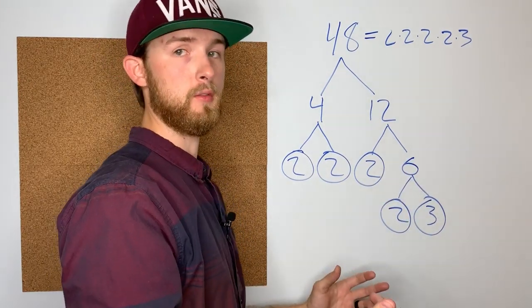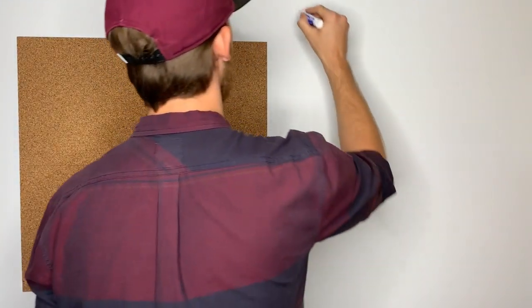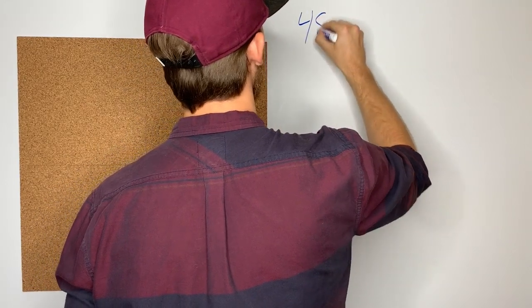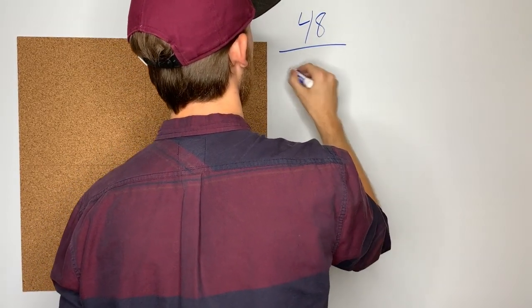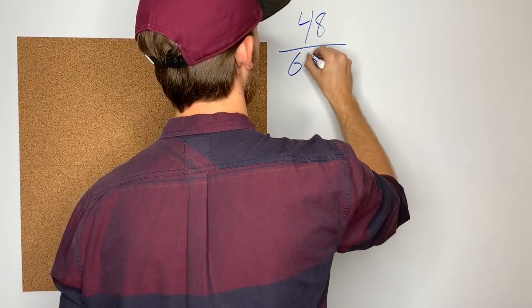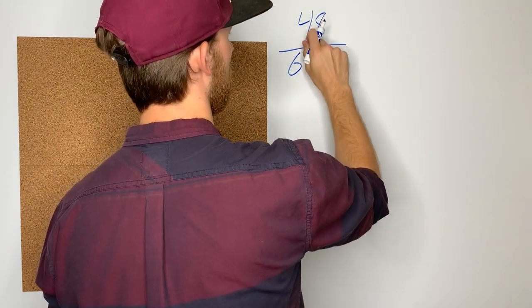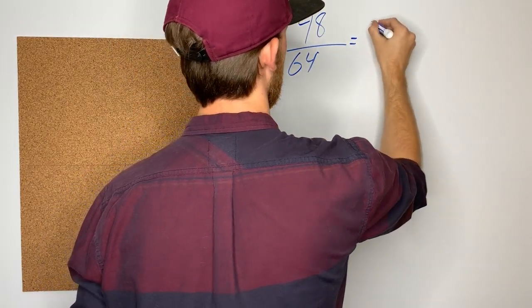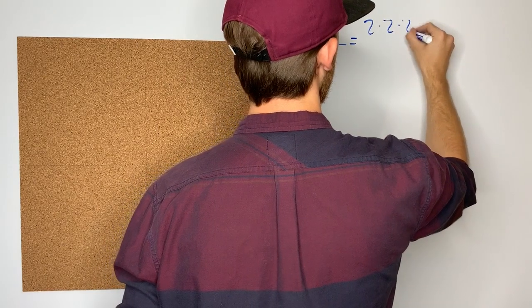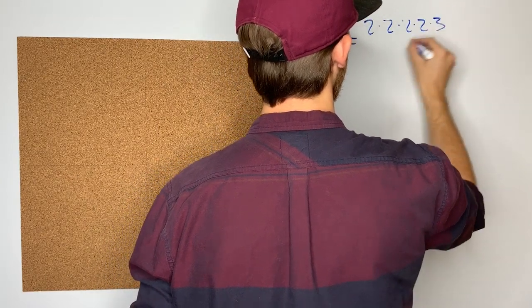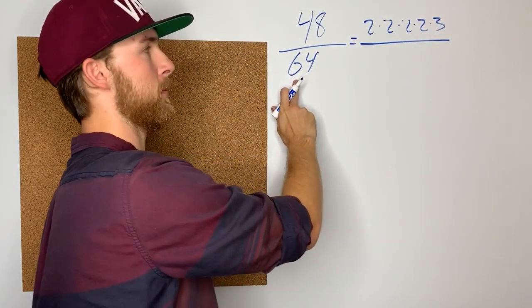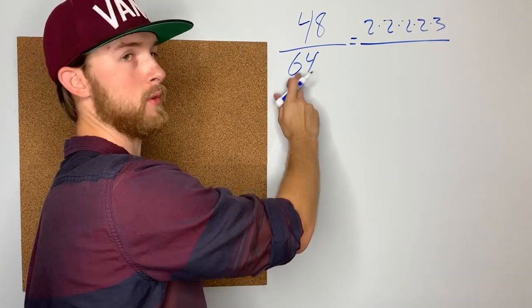So now let's apply it to a fraction. Let's go ahead and do 48 over 64, since we already prime factored 48. We already know the prime factorization of 48 is 2 times 2 times 2 times 2 times 3, right? So we just need to find the prime factorization of 64 real quick.